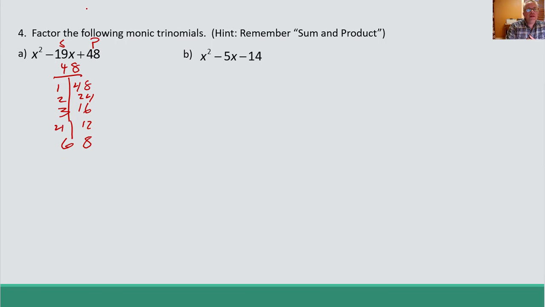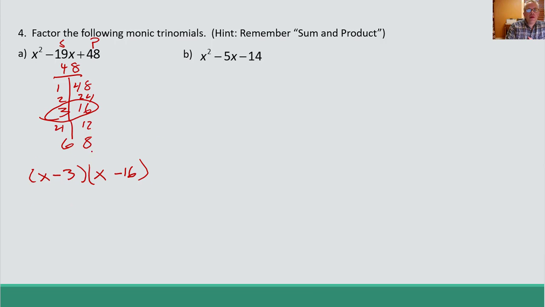All right. They're both going to have to be negative because they multiply to a positive and add to a negative. So both negative have to add up to negative 19. I think we have the two numbers here if we make them both negative. It's going to be x minus 3, x minus 16. Negative 3 plus negative 16 is negative 19. Negative 3 times negative 16 is positive 48.